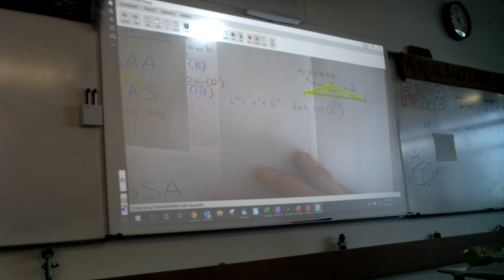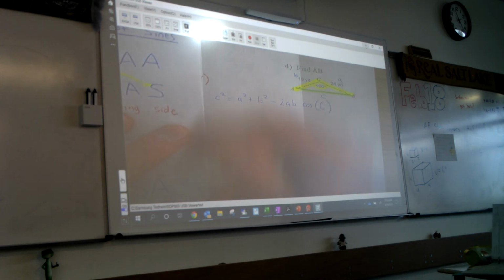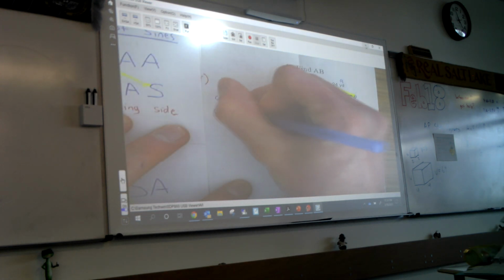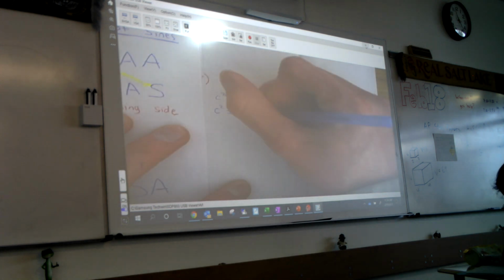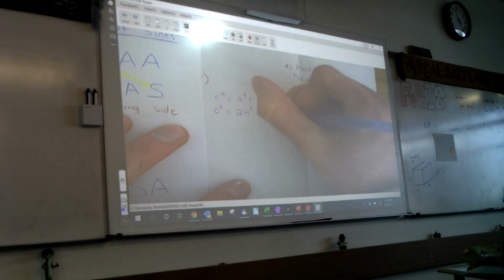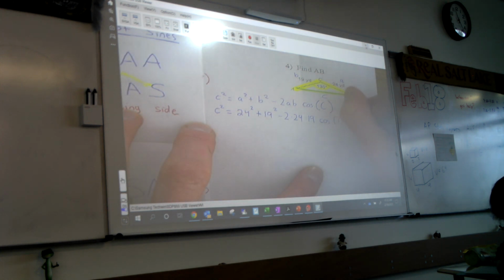Alright, now Emma, I'm going to have you help me out with this. I want you to substitute in a, b, and angle c. I'm trying to find side c, so we don't know that. But what is side a? So yeah, 24 squared. What is b? 19 squared, and then we'll have 2 times 24 times 19. And then what is angle c? Great.